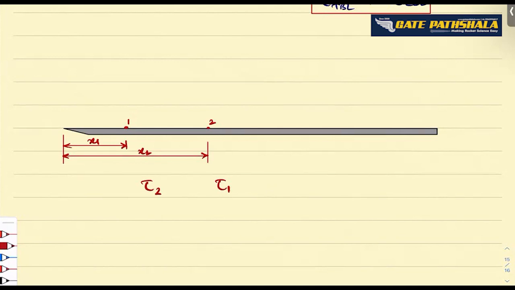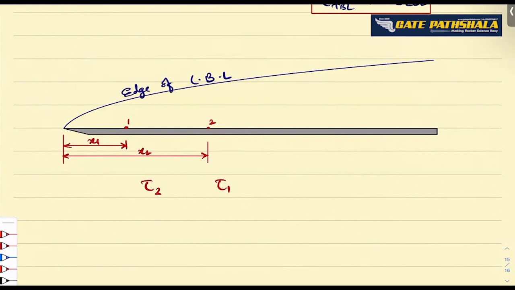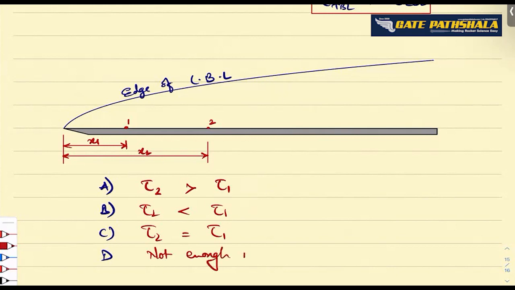Let's say it is a GATE question and the GATE question model is like this. Consider the laminar boundary layer. Let's say this entire thing is your laminar boundary layer. Within that, this is the edge of the laminar boundary layer. If he is asking you this question, they will give you 4 options, let's say A, B, C, and D: greater than, less than, equal to, not enough info. What would be your answer?